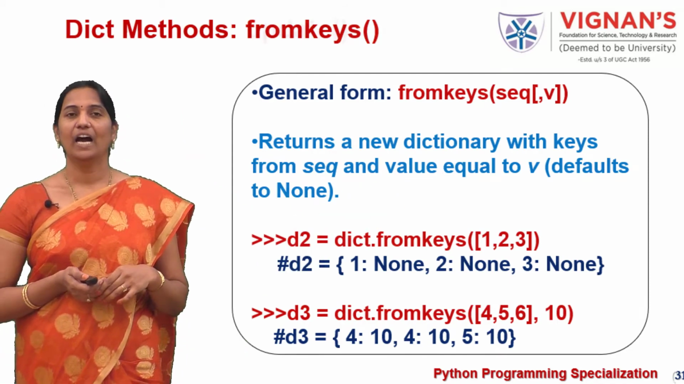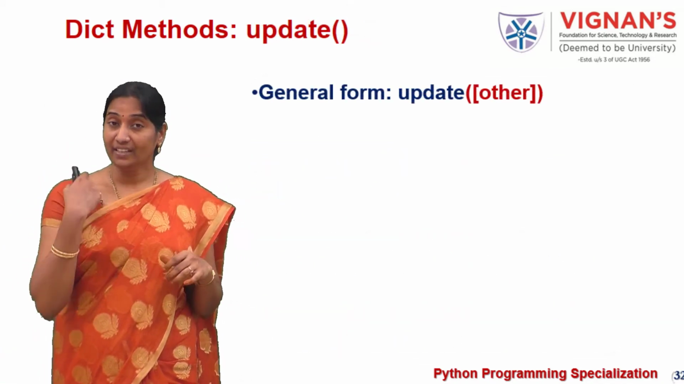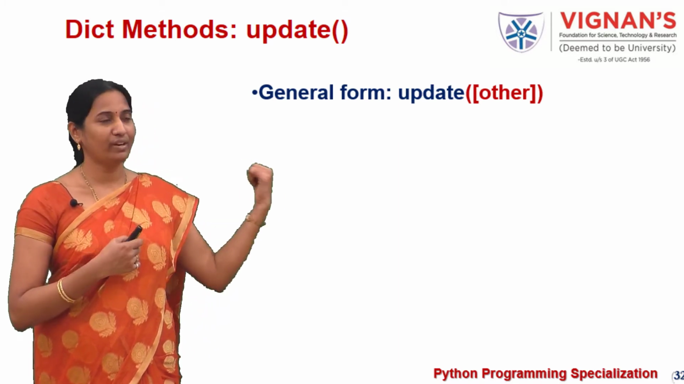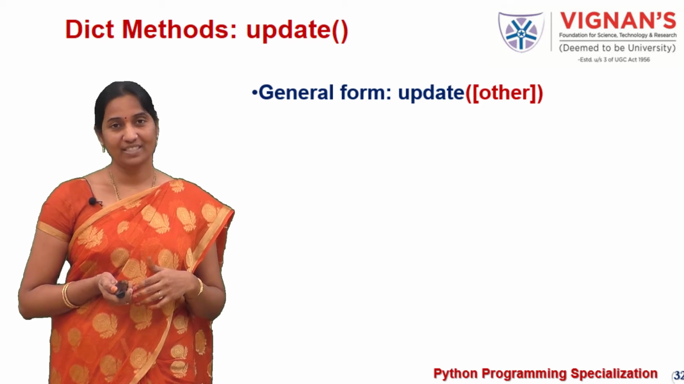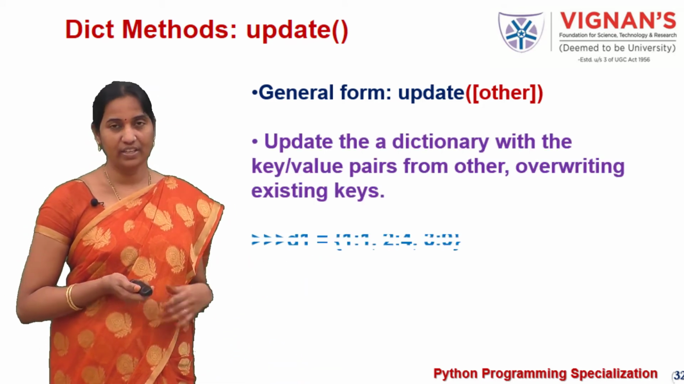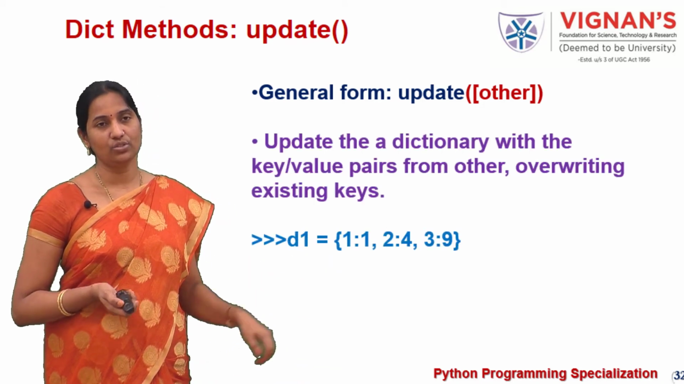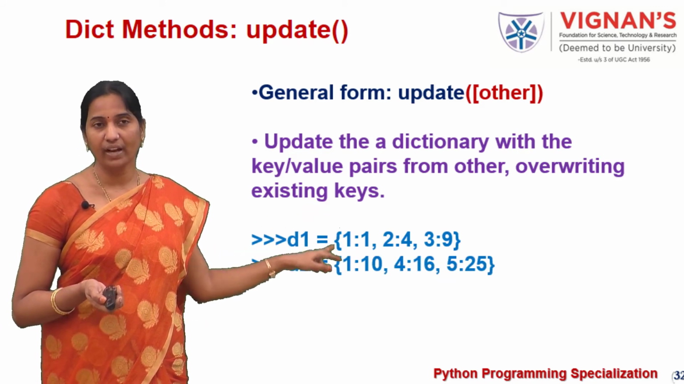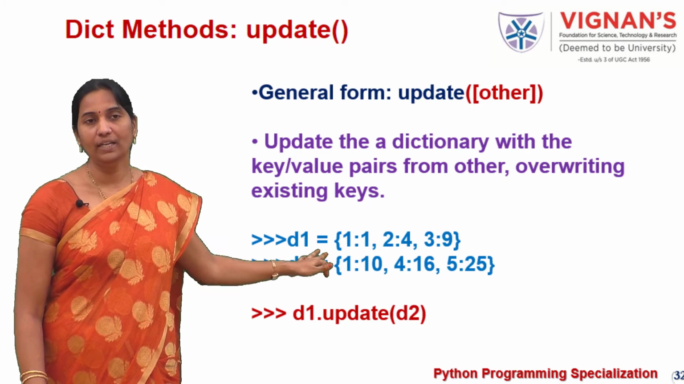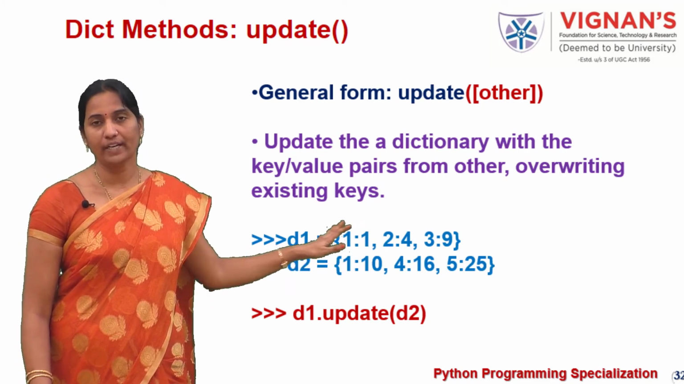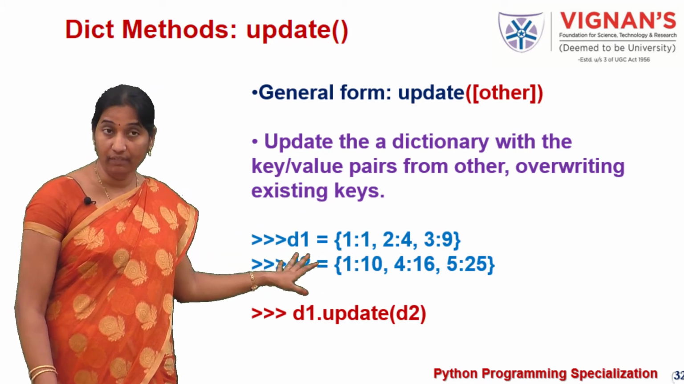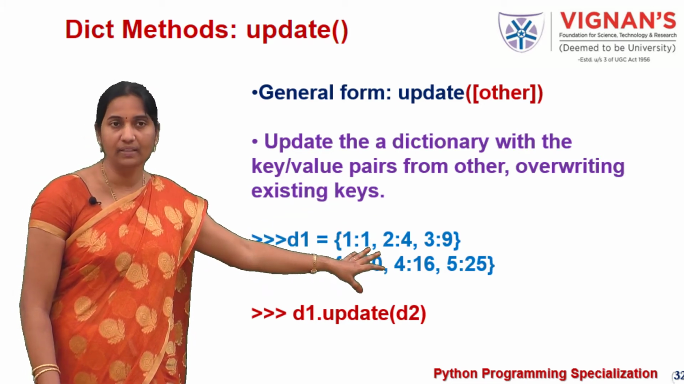So now let's see how we update. We can update a dictionary's elements depending on the elements from another dictionary. Consider this dictionary D1, and D2 is another dictionary. Here if you observe, D1 and D2 have an element with the key 1 in common. So if you call D1.update(D2), you are updating the dictionary D1 based on the values that are available in D2.